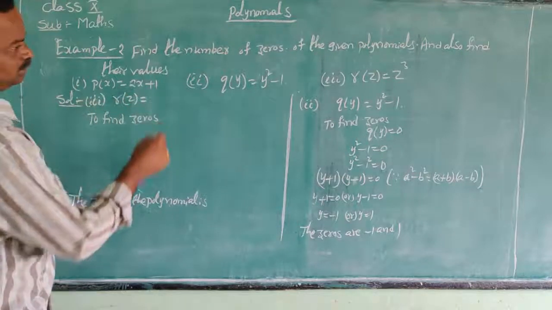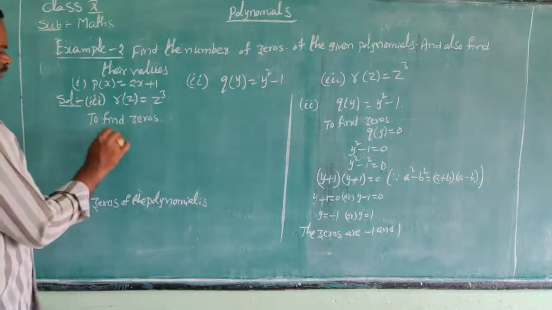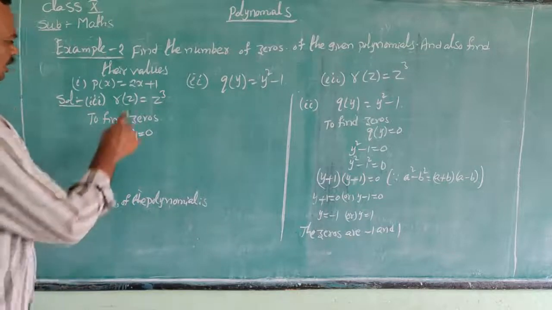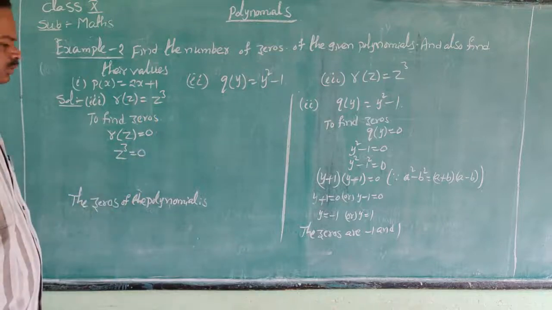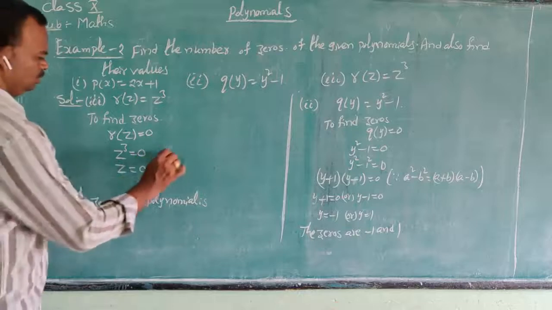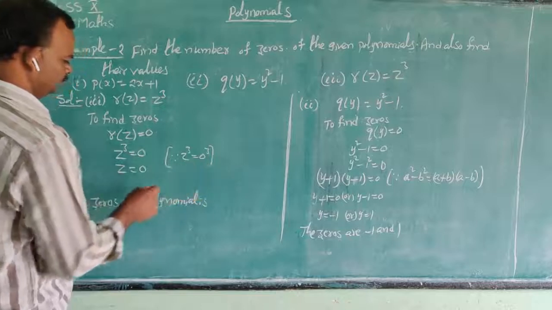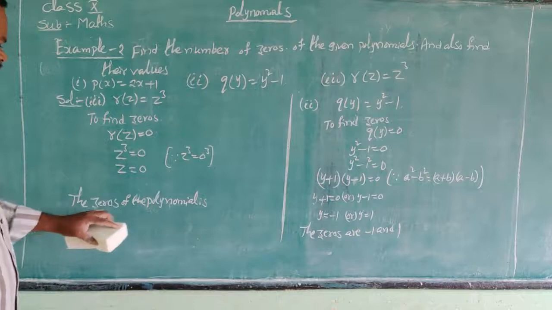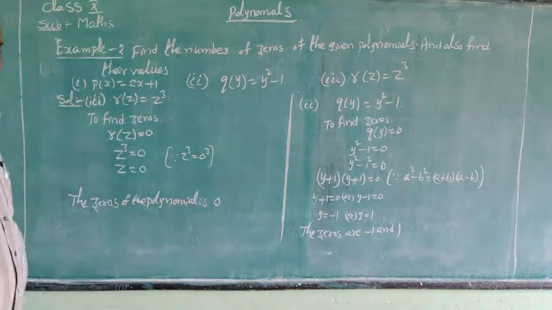r of z is equal to z cube. To find the zeros, r of z is equal to 0. That means z cube is equal to 0, so z is equal to 0. Last step, the zero of the polynomial is 0.